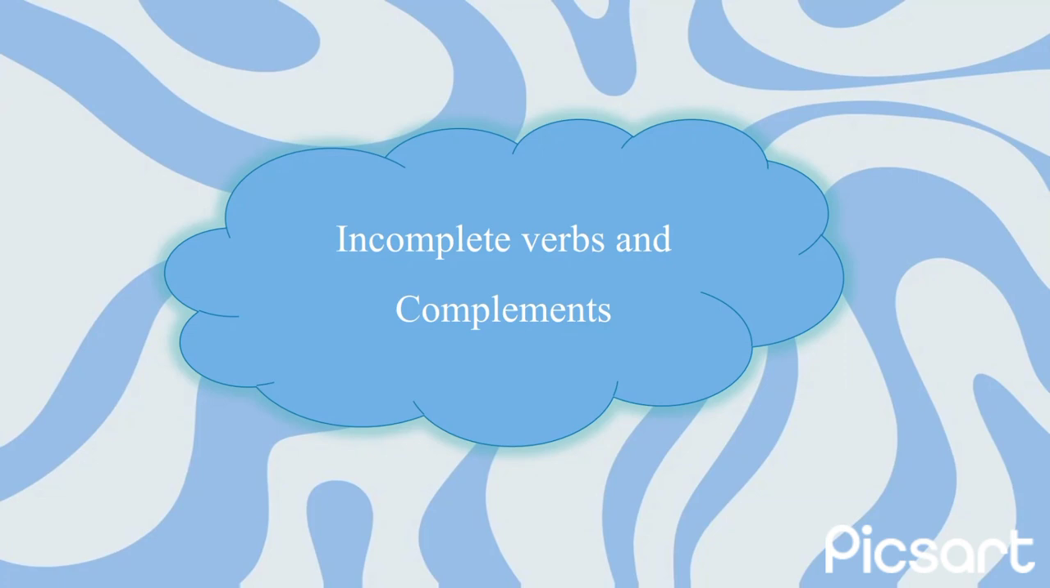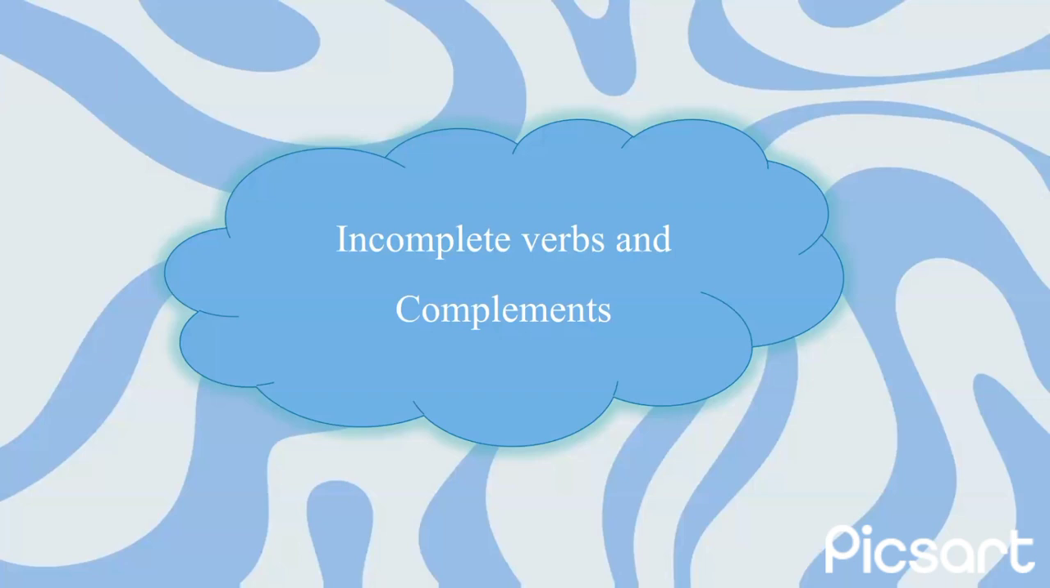And next is complements. Complements are words or phrases that provide additional information about the subject or object in a sentence. They are required to complete the meaning of the verb. Number one is subject complement. A subject complement provides information about the subject and follows an incomplete verb. Examples: he is a teacher. Subject complement: teacher. They are students. Subject complement here is students.